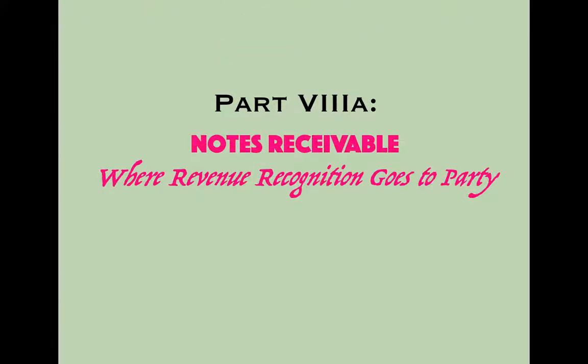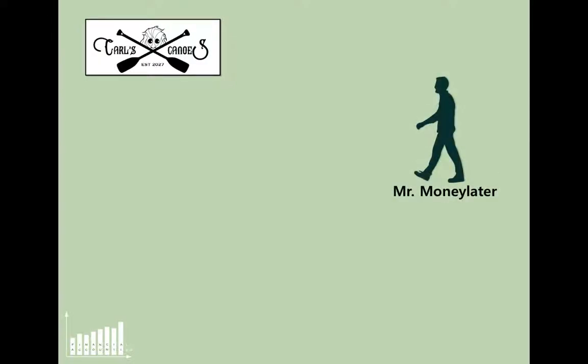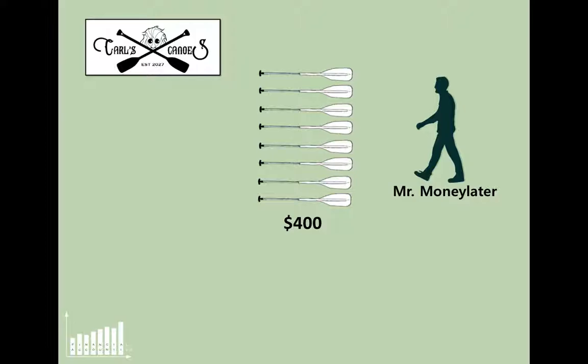Right, this part is on notes receivable, where revenue recognition goes to party. So, this is one of Carl's customers, Mr. Moneylater, and he comes into Carl's business and wants to buy 8 paddles for a total of $400. But he says, I can't pay for these now. I want to give you the money later. Get it? Yeah, no, it's a bad joke.